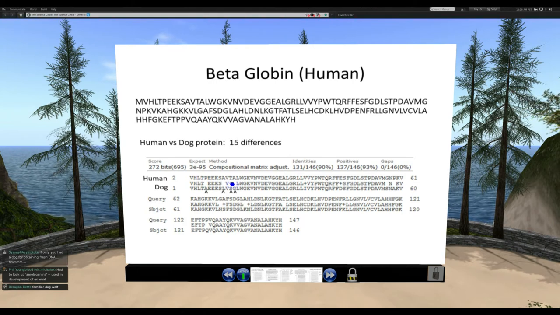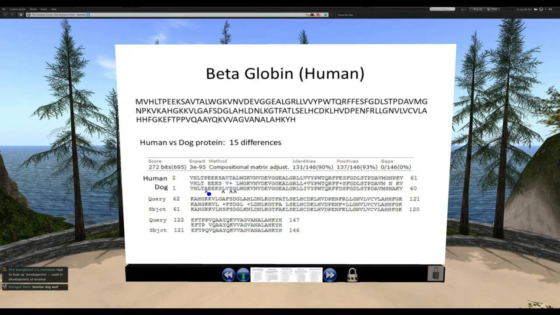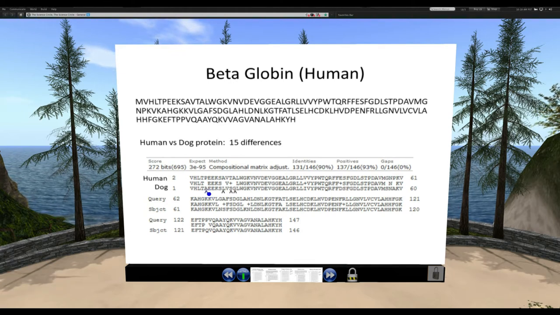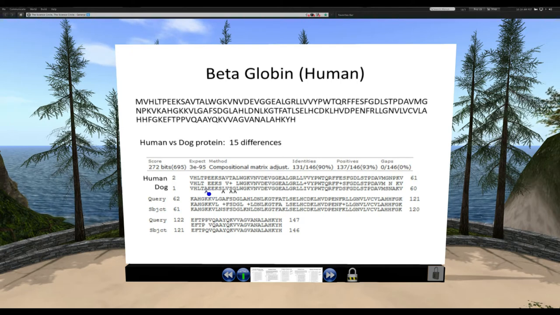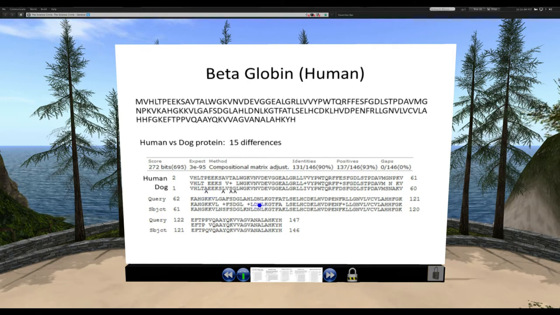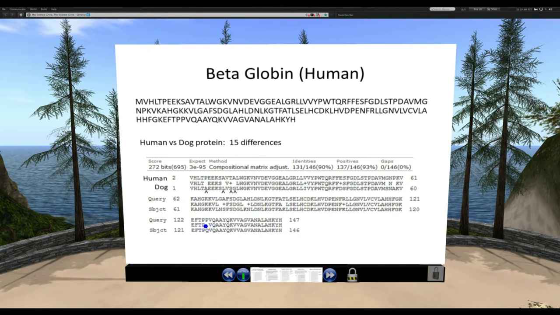And the first four of those are marked with these little arrows here. I didn't go through and mark them all, but the first four. So if you go through these two proteins, you can see that there are 15 differences between the human and the dog. And they're in different parts of the sequence.